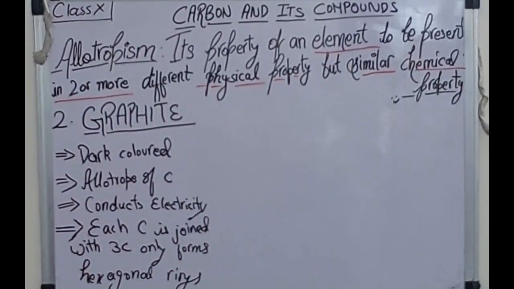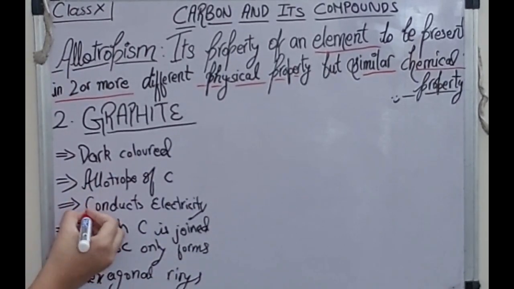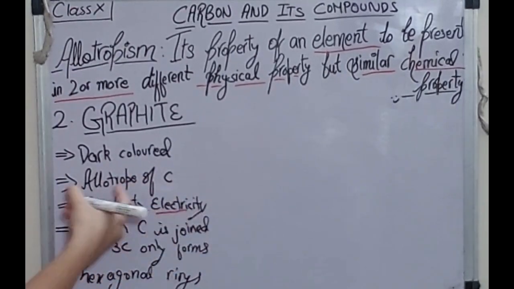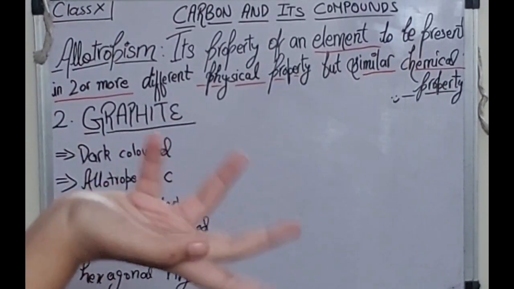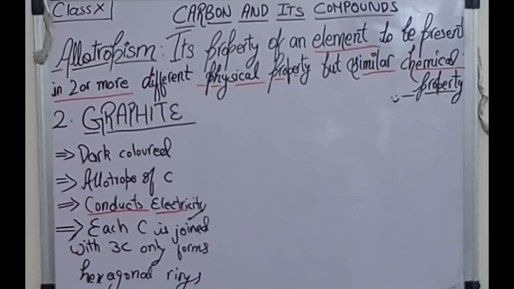It can conduct electricity. It's a very important term. That's why carbon can't conduct electricity and this graphite can conduct electricity. And mind, this question can come in your examination: why graphite conducts electricity and diamond doesn't. So diamond doesn't conduct electricity because it doesn't have any free electrons. If there are no free electrons, it doesn't conduct. And the answer to this point is here. Each carbon is joined with 3 carbons only.